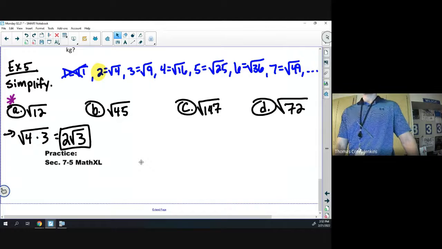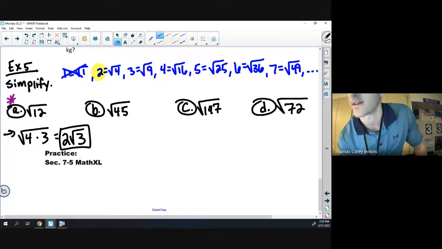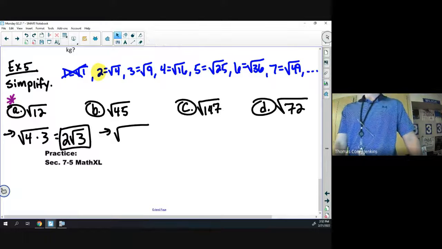All right, so let's try a couple more, maybe a little bit quicker. In example B, I'm trying to simplify the square root of 45. A little bit of a shortcut on guessing and checking what perfect squares are going to go into 45: I'm just going to look at my odd ones. So 9, 25, 49.